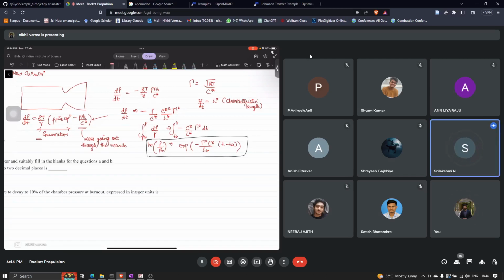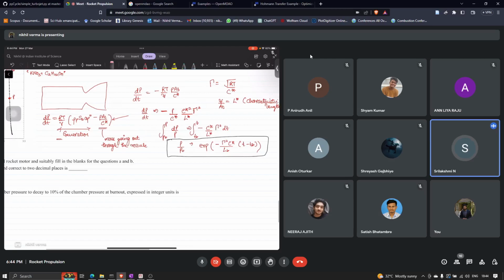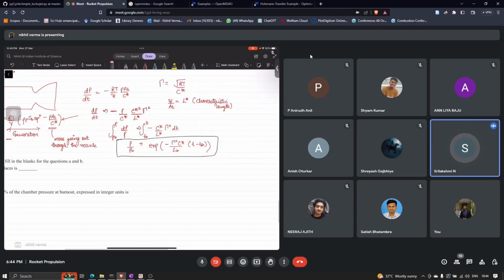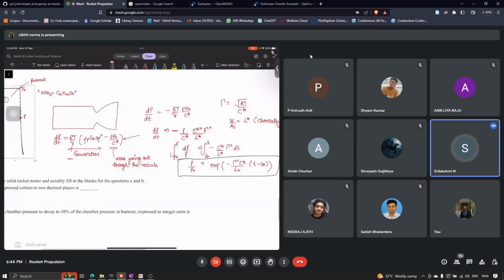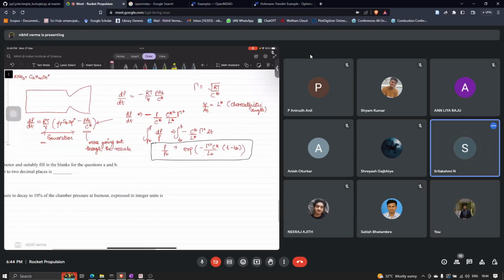So one question. So this ln and this exponential both are there, no, sorry. Yeah? Okay. And one more question, sir. On this characteristic length, that is the volume of the port divided by the throat area, right? So volume of the combustion chamber. Yes. So what is the significance of this? See, it is not the length of the grain, right? No.